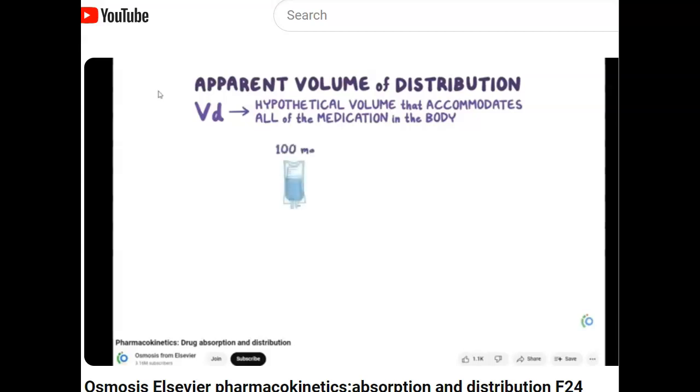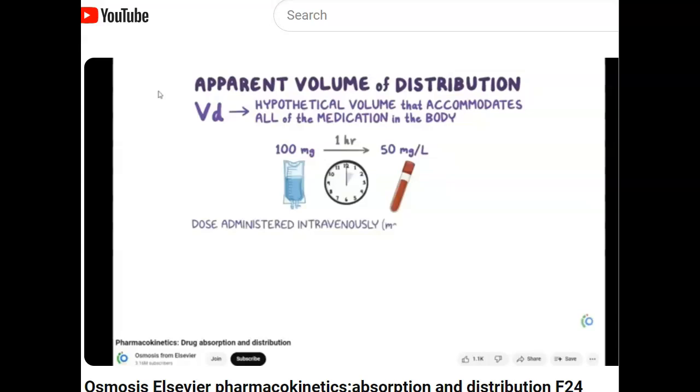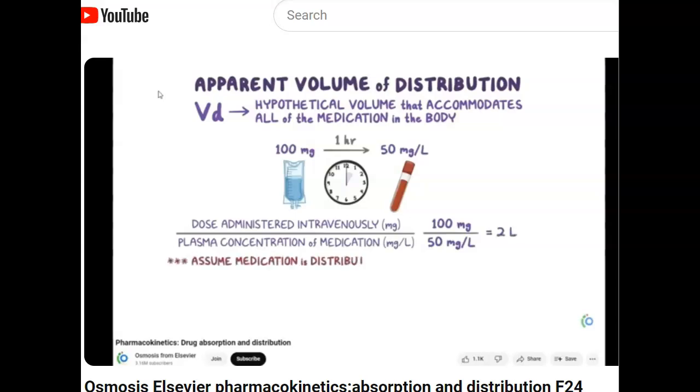Let's say we inject 100 milligrams of a medication into the blood and none of it is excreted. Then an hour later we find the plasma concentration is 50 milligrams per liter. To calculate the apparent volume of distribution, we need to divide the dose administered intravenously, in milligrams, by the plasma concentration of the medication, in milligrams per liter. So we get 100 milligrams over 50 milligrams per liter to get a VD of 2 liters. The thing here is that we assume that the medication is distributed evenly throughout the body, although that's not the case for most medications.